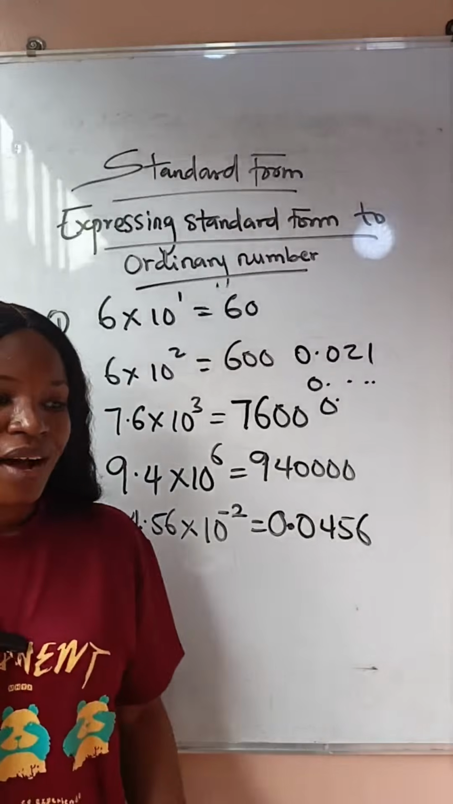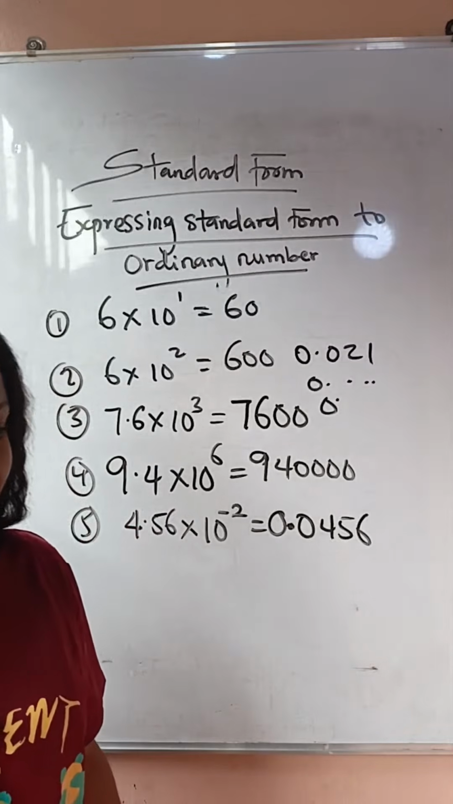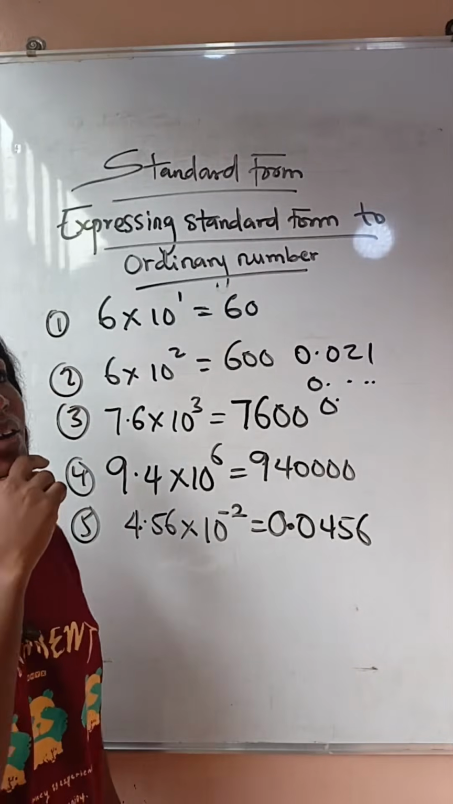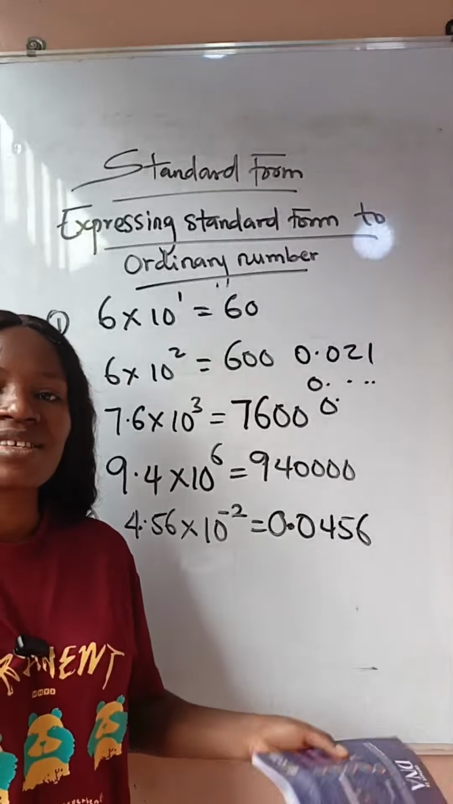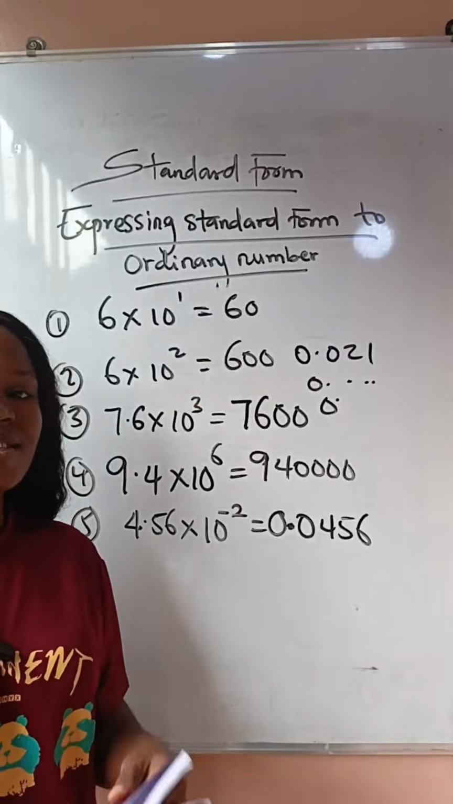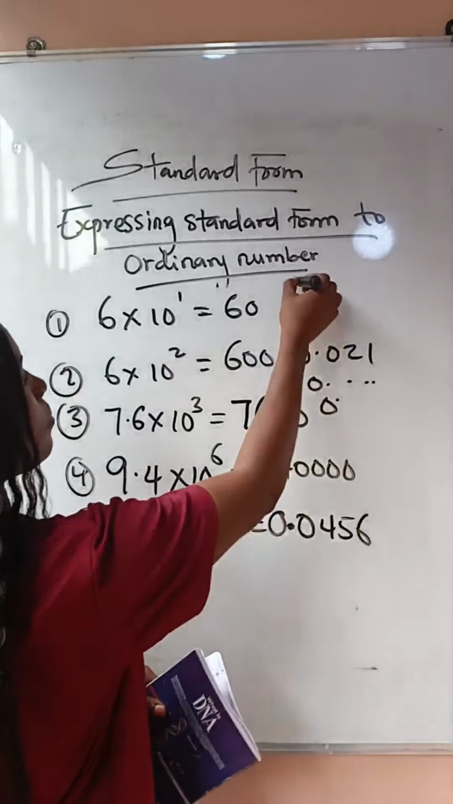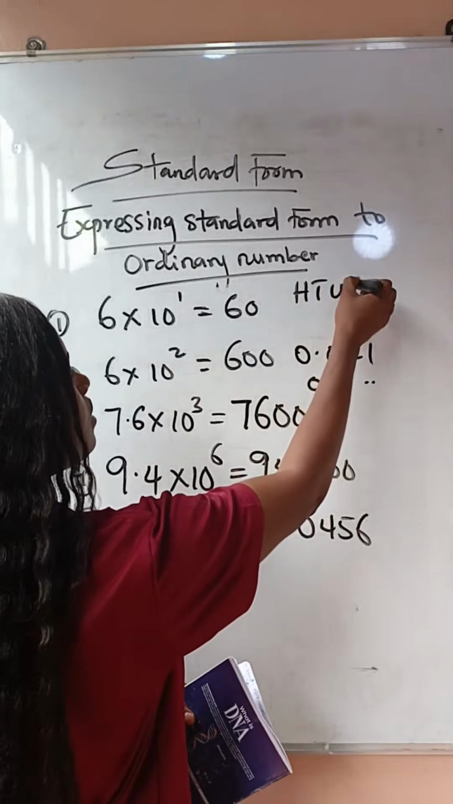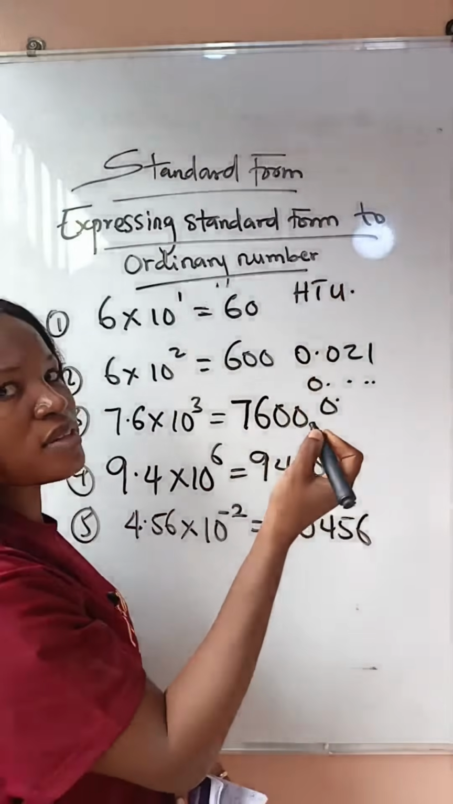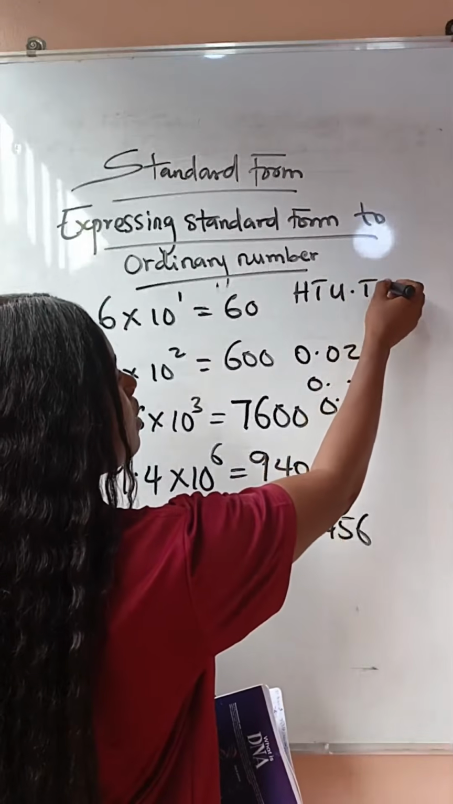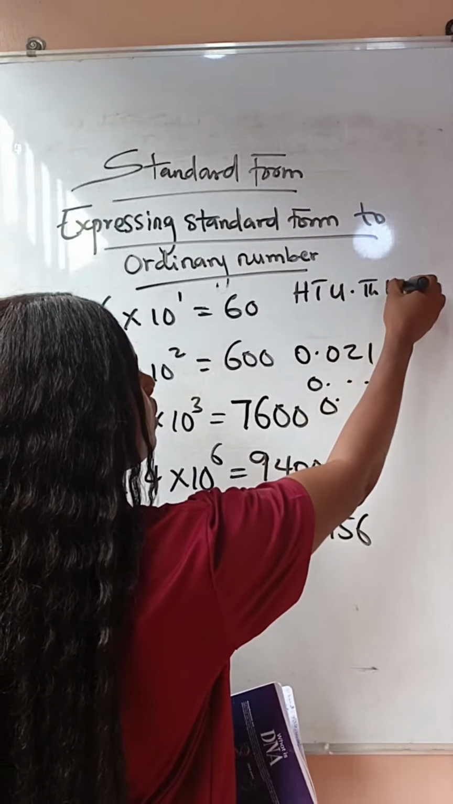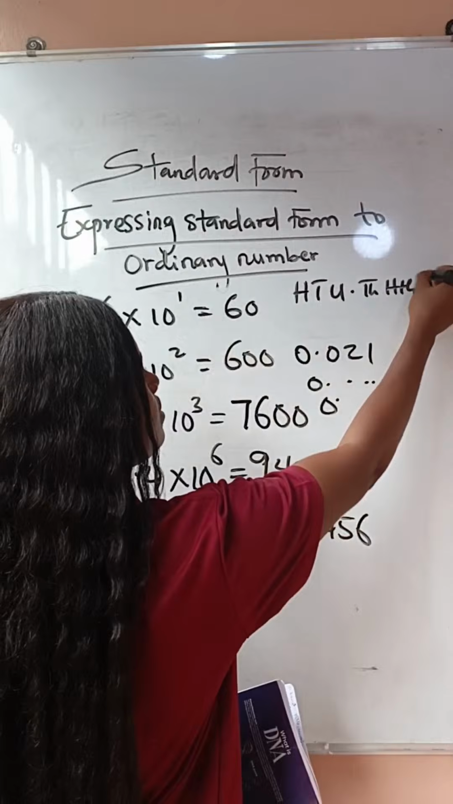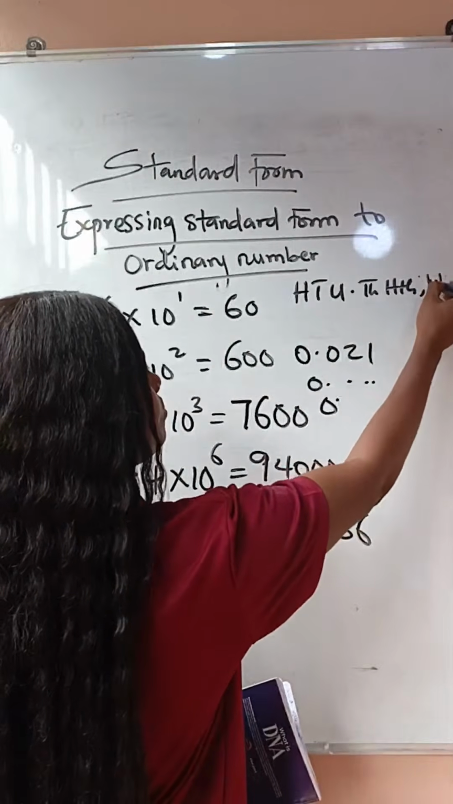Remember that, if you can remember correctly, I don't know if you can still remember your place value. Your place value: hundreds, tens and units, then you have your decimal point. You now have your tenths, you have your hundredths, you have your thousandths.